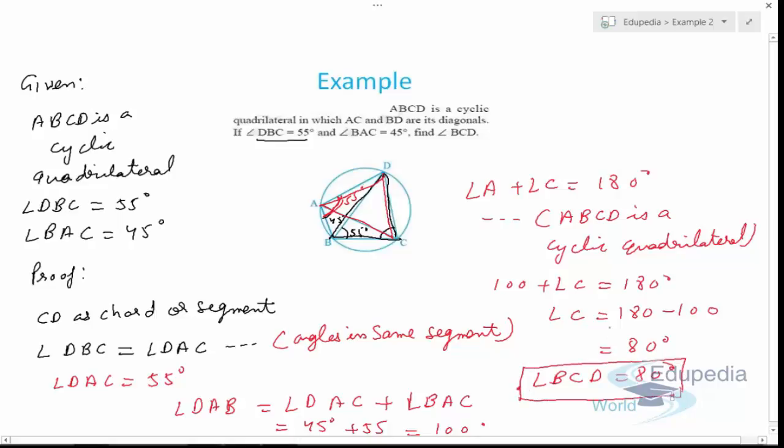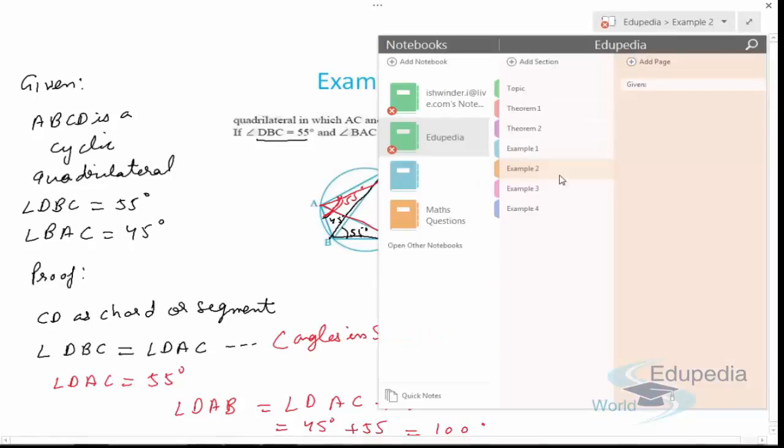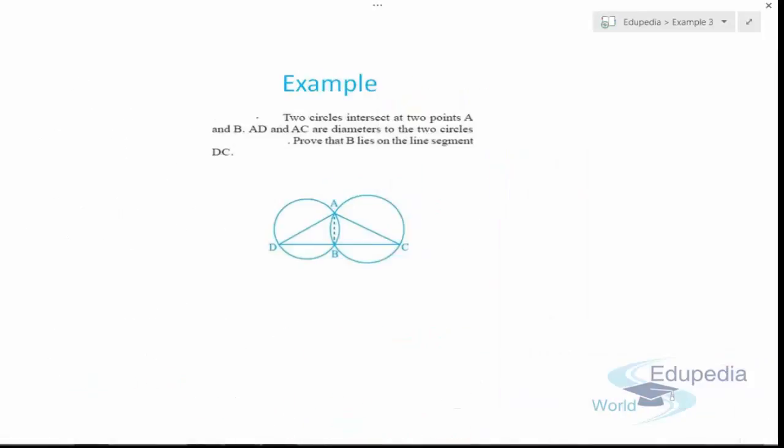So this is how we can use the concept of cyclic quadrilaterals to solve various problems related to circles. So let's discuss the next example. Example number 3 says that two circles intersect at points A and B, and AD and AC are the diameters of the circles, right? So we need to prove that B lies on the line segment DC. So we need to prove that DBC is a straight line, right?